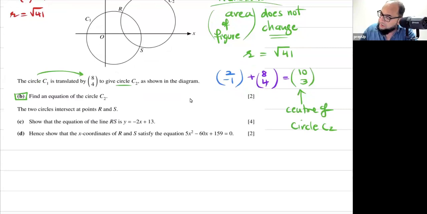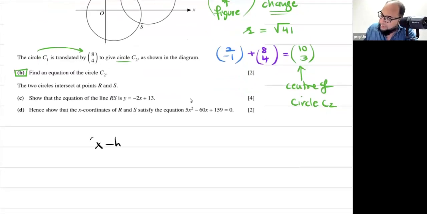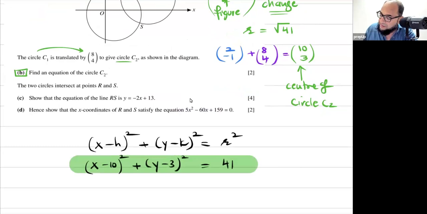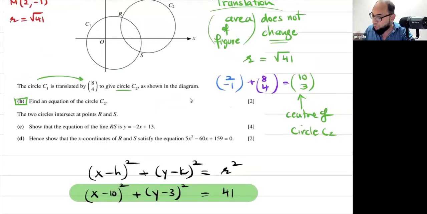And then it's back to the same basic, x minus h whole square plus y minus k whole square is equal to r square. So root 41 square becomes 41. This is x minus 10 whole square, and this is y minus 3 whole square. So now this is the answer for the second part. Part B is done. Now it says the two circles intersect at point R and S. Show that the equation of the line RS is this thing.